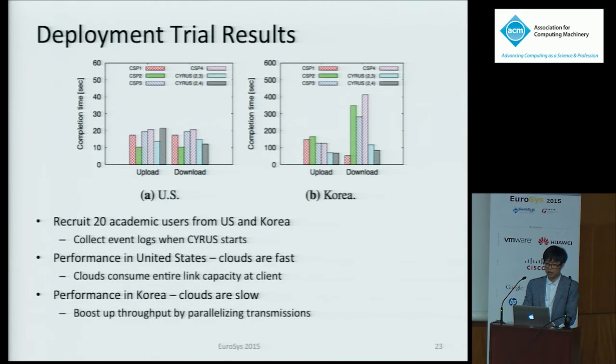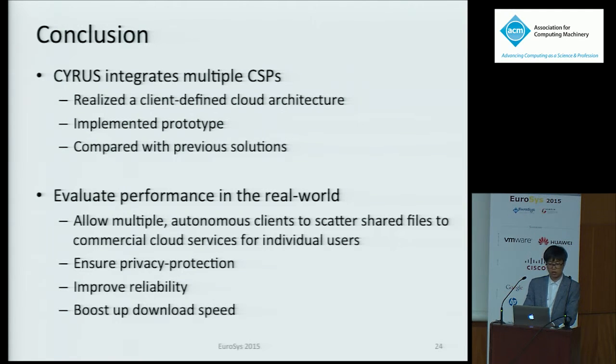But in Korea, due to the longer distance between client and cloud, each cloud service provider cannot spend the entire link capacity of the client. So we can boost the download and upload speed by requesting upload and download to different clouds simultaneously. Okay, the conclusion.